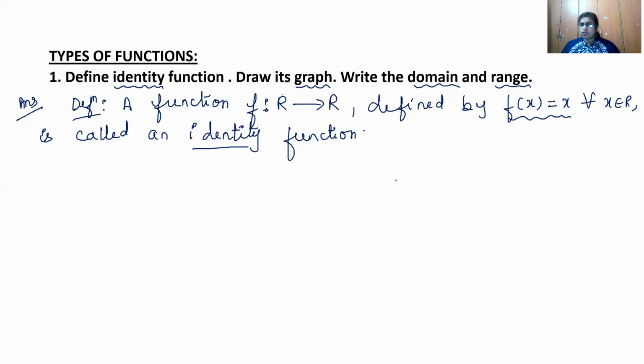Now let us try to draw the graph of the identity function. Graph means we have the x-axis and the y-axis.